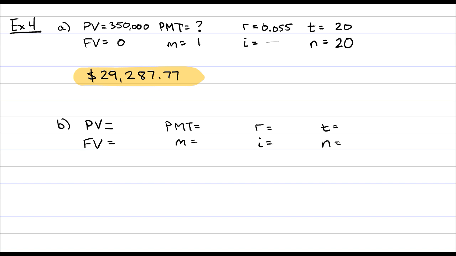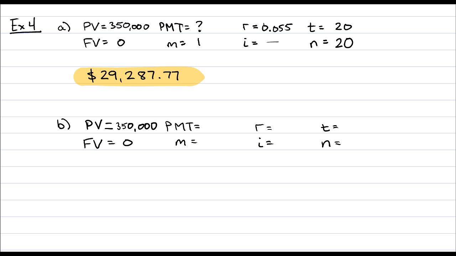So in Part B, we ask, well, let's say that Frank decides that that's not enough money and that he really wants to be able to withdraw $35,000 every year. The question now is, how many years will his fund last? So PV is still the same. There's still just as much money in the account, $350,000. Future value is still 0.